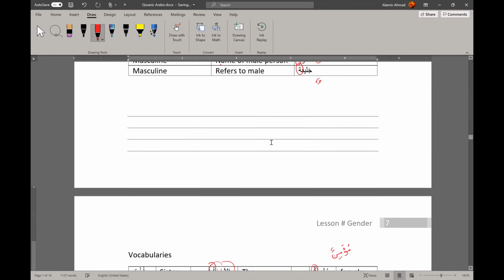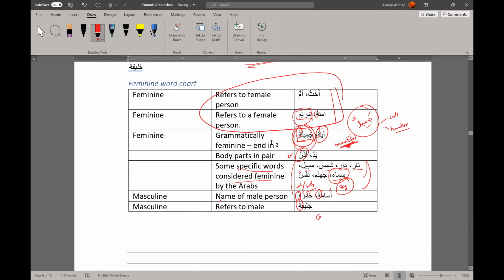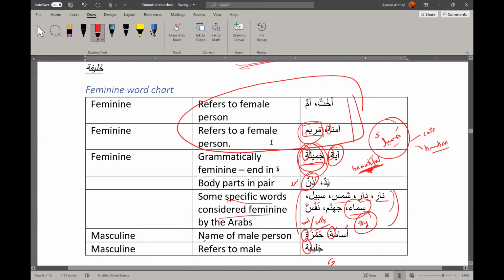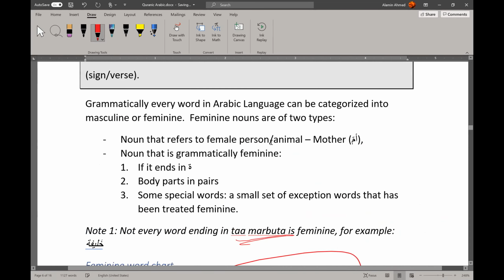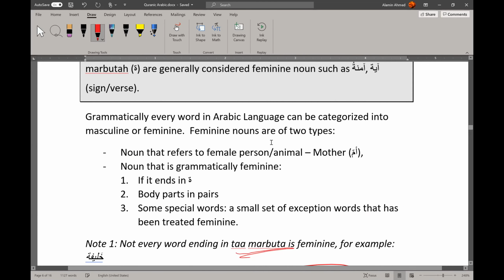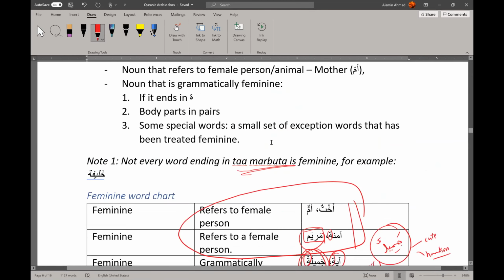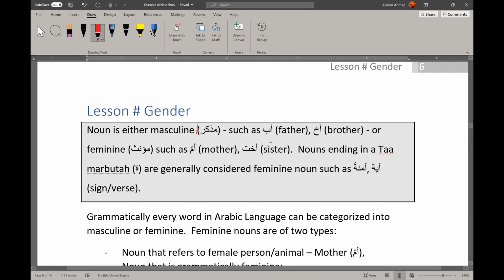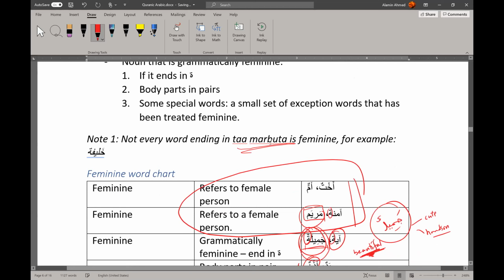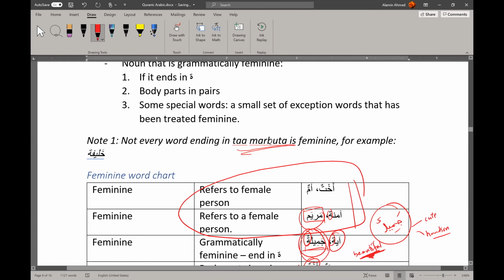So our time is up. I want to quickly tell you what you have to know. The first thing that should be in your mind is that every noun has a gender. There are two types of gender: masculine, mudhakkar, and feminine. By default we think everything is masculine.